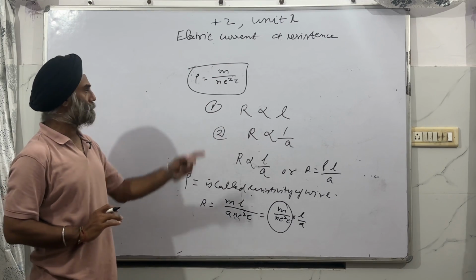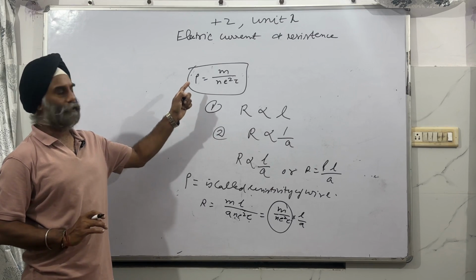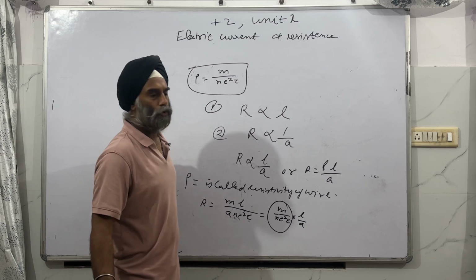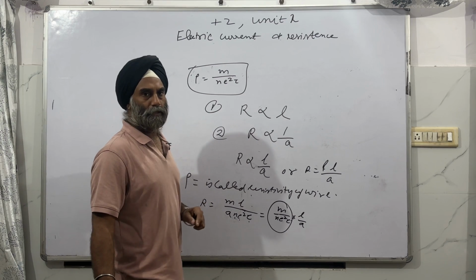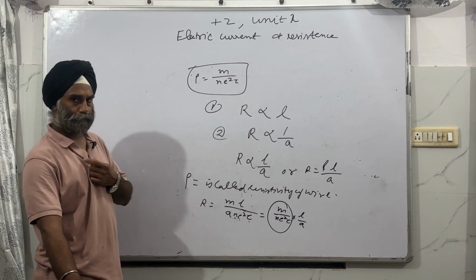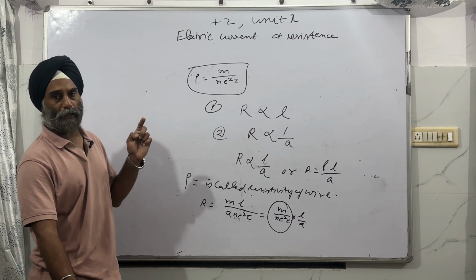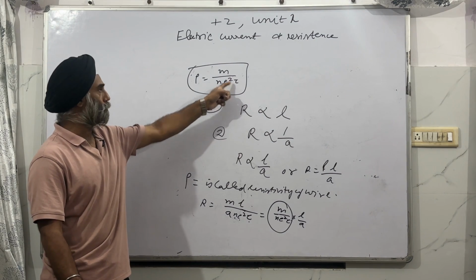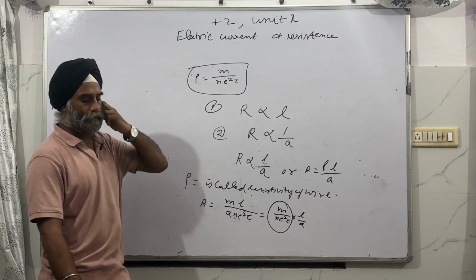Similarly, as the temperature increases, resistance also increases, and similarly resistivity also increases, because resistivity is inversely proportional to tau. As we increase the temperature, the frequency of the collision of the electron with the atom and ion increases, frequency increases, time period decreases, tau decreases, rho also increases.